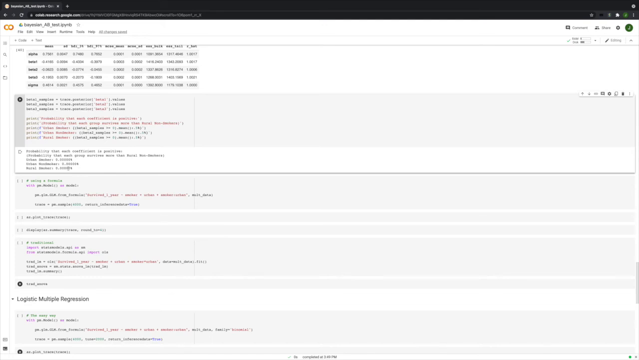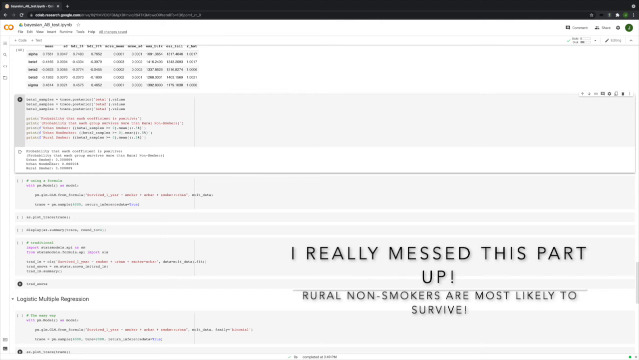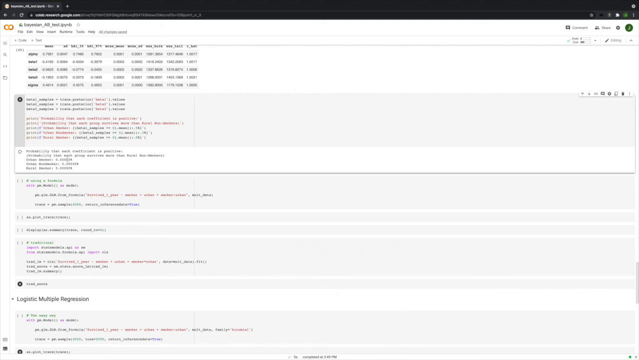And it's all 0. So definitely urban smokers survive less than rural non-smokers. Definitely urban non-smokers survive worse than rural smokers, and definitely rural non-smokers survive more than rural smokers. Okay, so rural non-smokers 100% have the highest survival rate of all 4 groups.